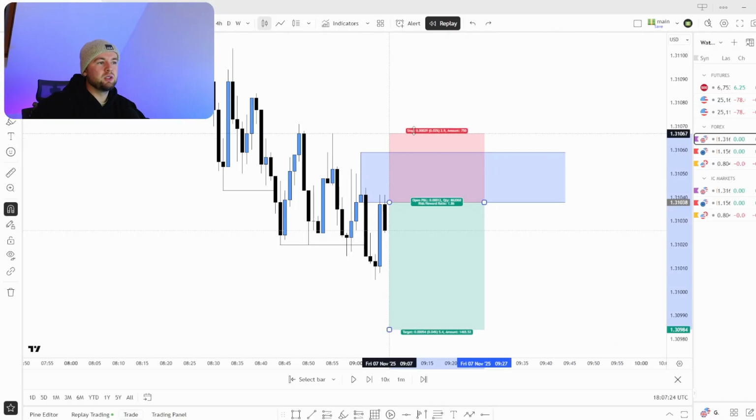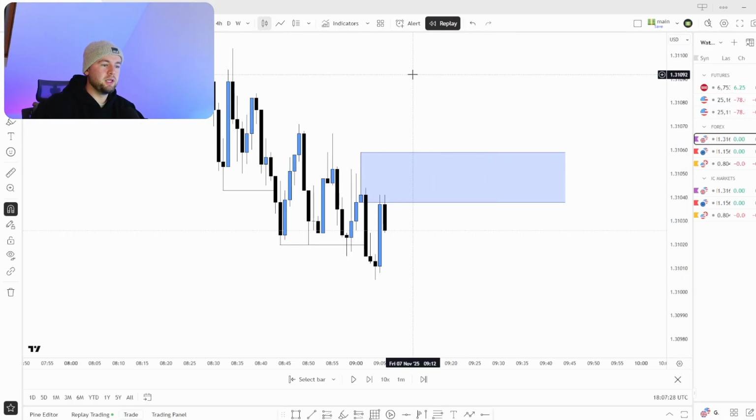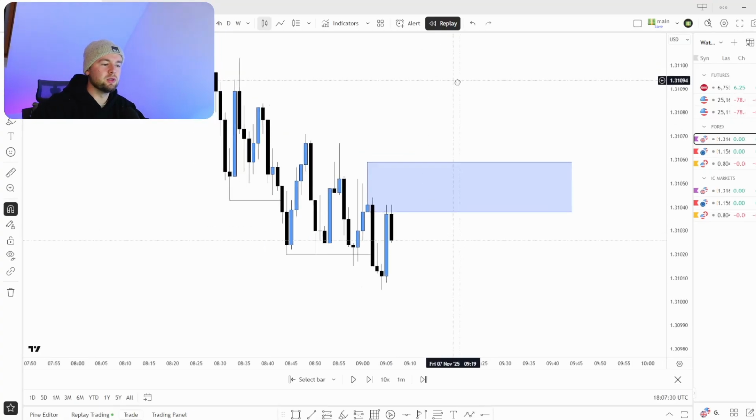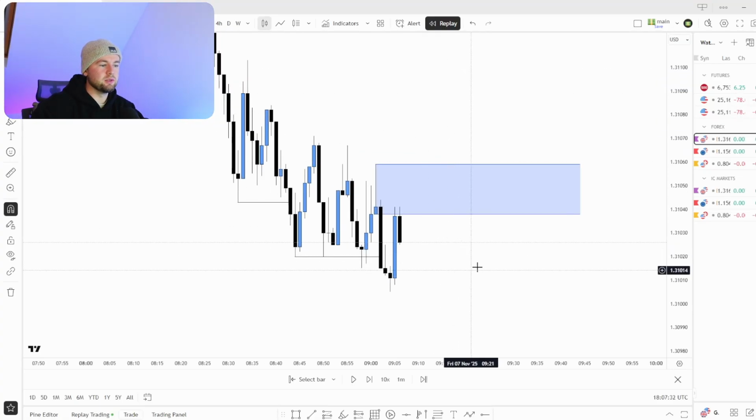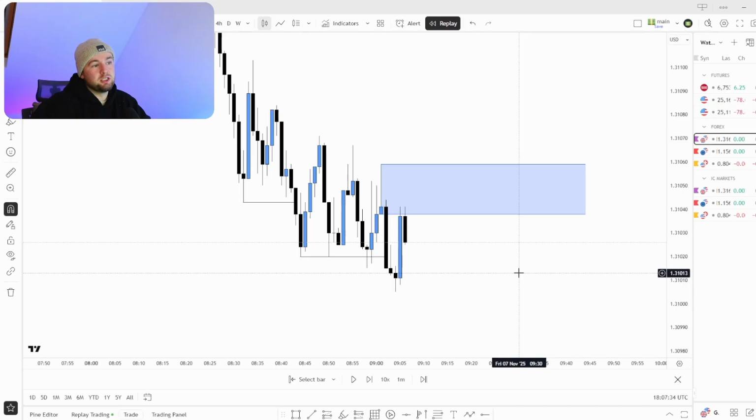And then just clear it. And then if it gets invalidated anyways, it just counts as a loss. But we want to look for a nice aggressive push to the downside, also known as a displacement candle.